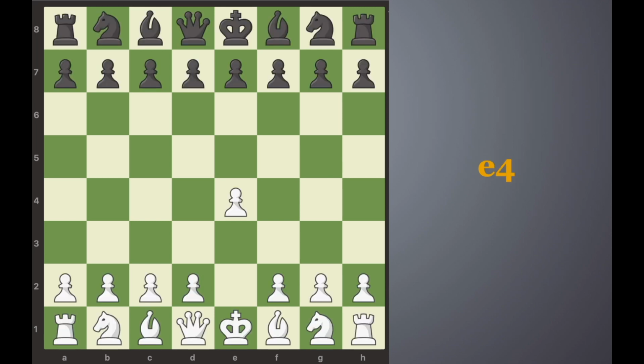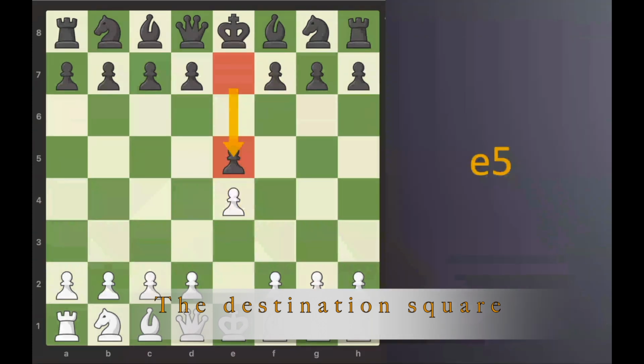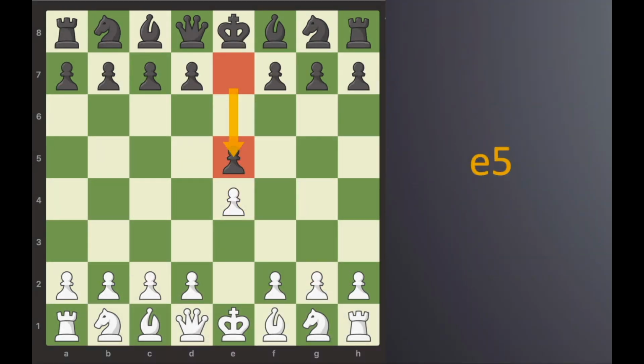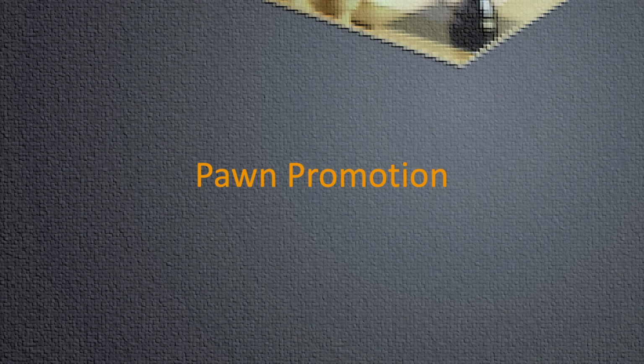But for the pawn, we don't use P. We just use the square name. The pawn moving from the e2 square to the e4 square is simply recorded as e4, the name of the destination square. The movement of the black pawn from e7 to e5 is denoted as e5, the name of the destination square.